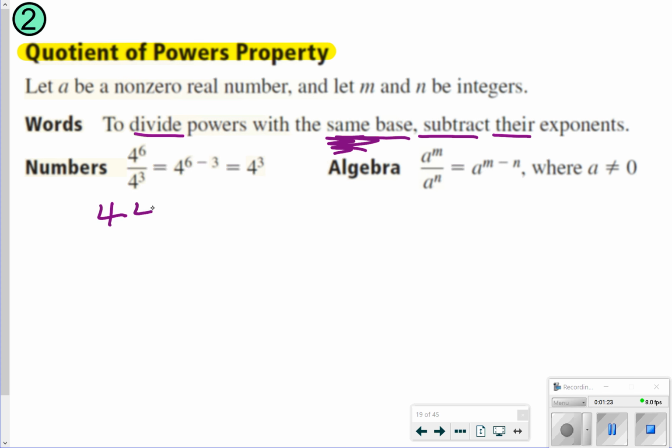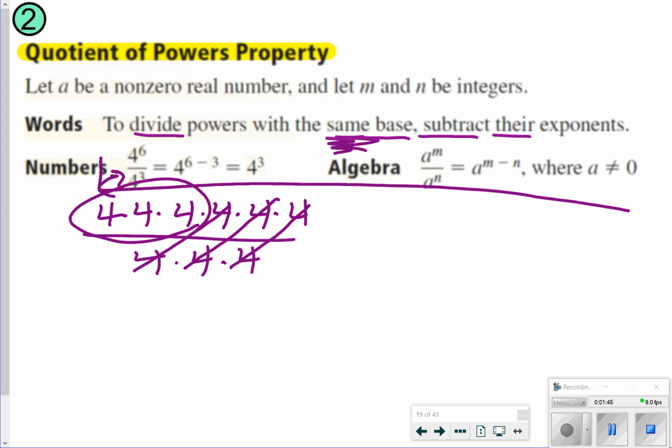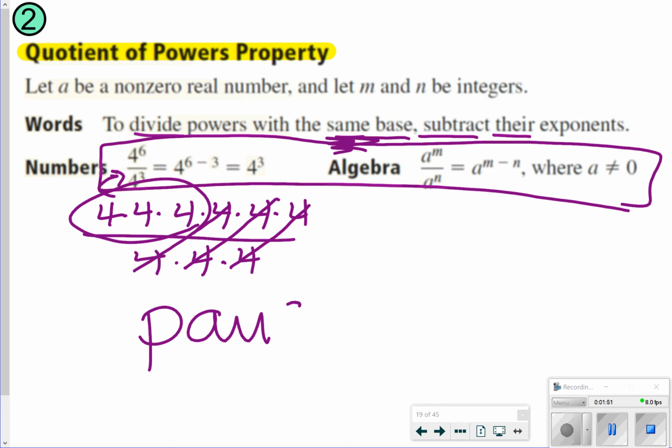Another way you look at this is if you have 4 to the 6th power on top, here are 6 4s and then 3 4s, and that's basically just canceling out one from the top and one from the bottom, so you're just left with 4 to the 3rd on the top. This takes a little bit more time to do, so that's why we're learning the rule. So let's go ahead and write down the words and pick one or two of the examples to write down. So let's go ahead and pause here, and once you're done, click play to go on to number 3.